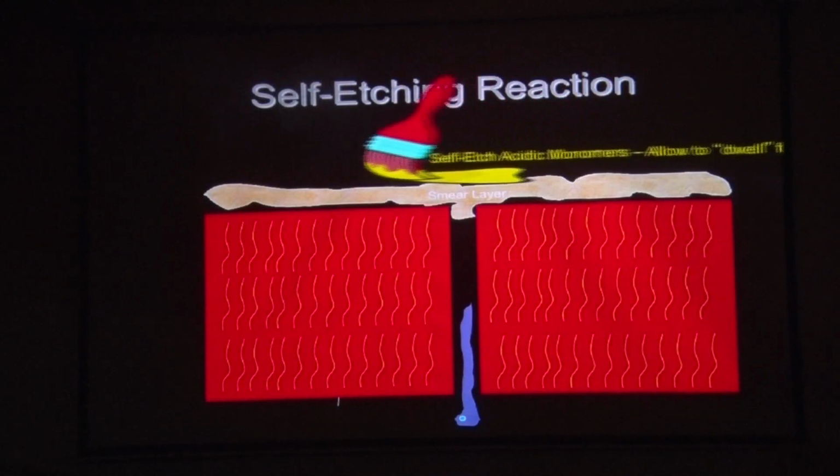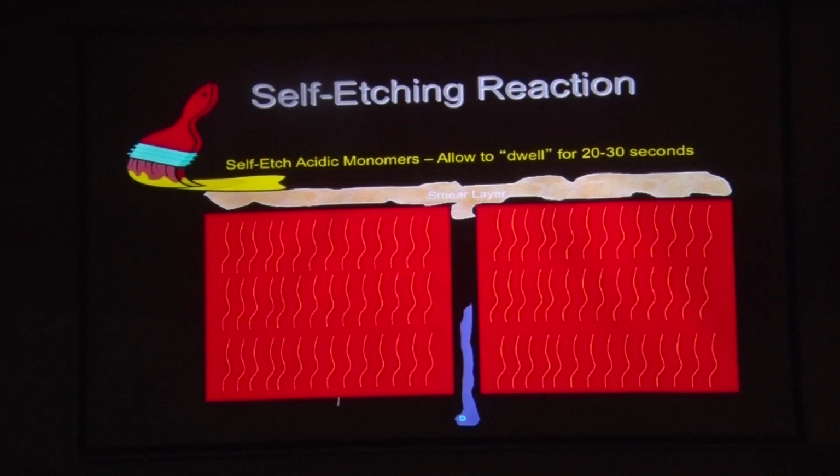Now let's look at self-etch. The self-etch protocol has totally eliminated phosphoric acid. No phosphoric acid at all, because these are weak phosphate ester monomers. These are weak acids. That is why I call something called dwelling time.